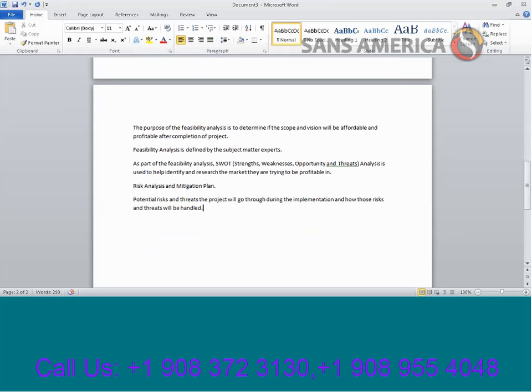So what happens is, if you have to document any of this scope and vision or feasibility or risk, I think as a business analyst, your role is to be sitting in the meeting, listening to what they're talking about, organizing the information in a document, and handing it over.